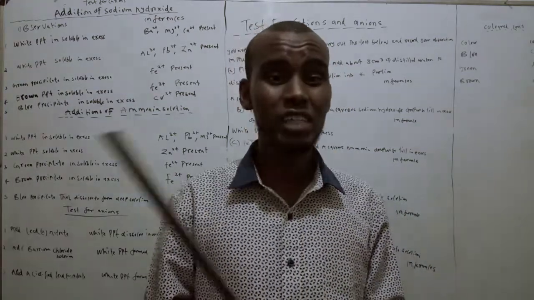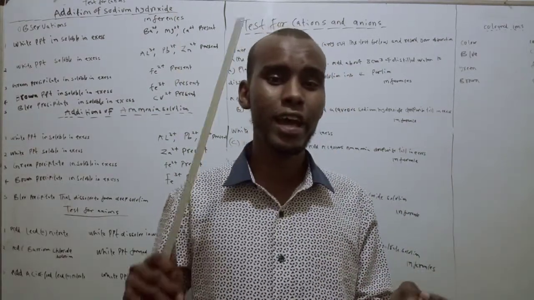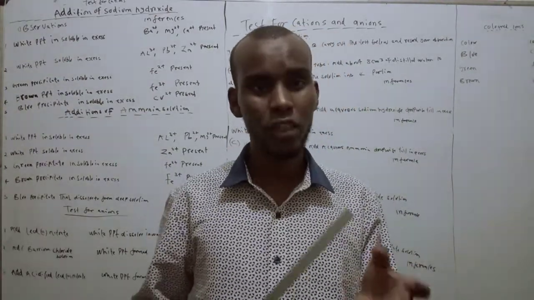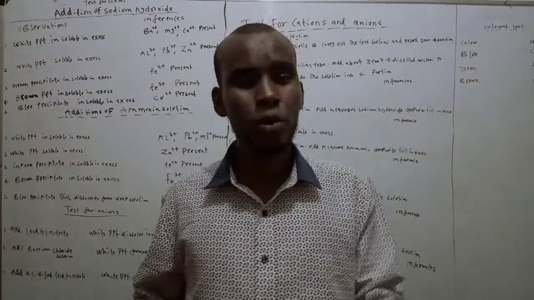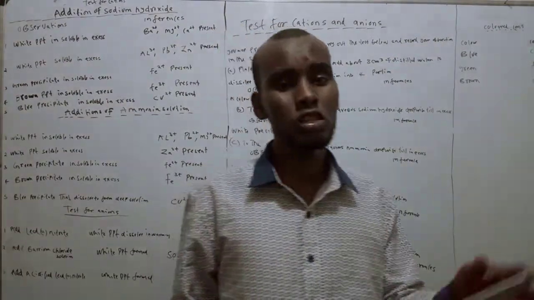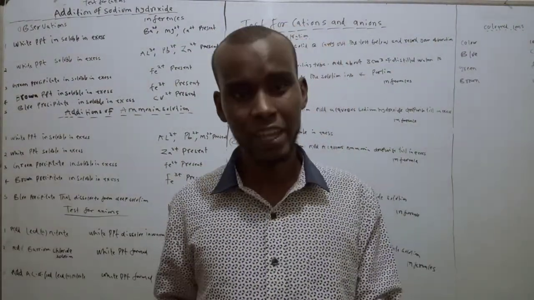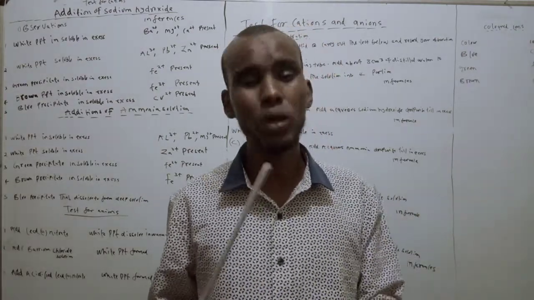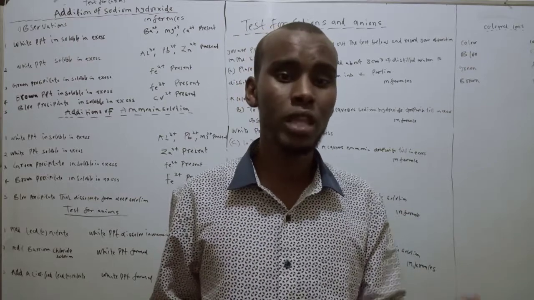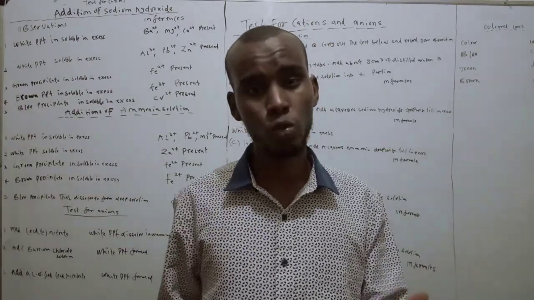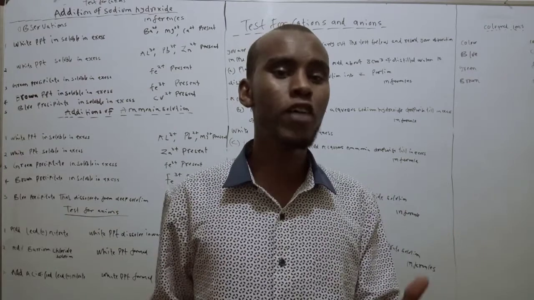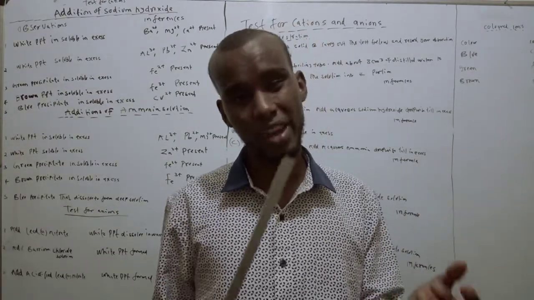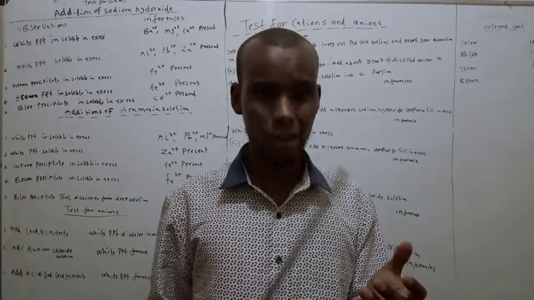Normally, when we are testing for cations, we use the addition of sodium hydroxide or ammonia solution. You have to know what happens when you use sodium hydroxide and you find out that there is a white precipitate, soluble or insoluble in excess. What ions are present? The same case with ammonia solution. The same case applies to anions.